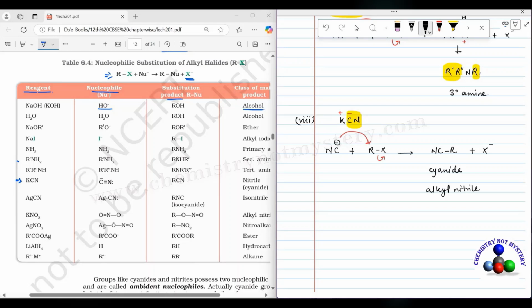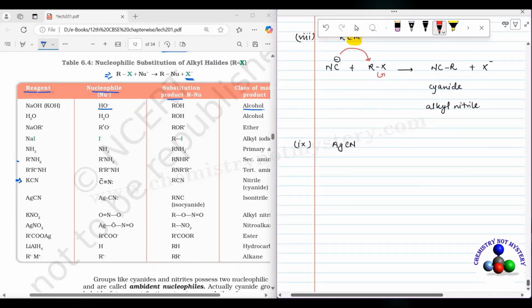Now come to the next reagent. The next reagent is AgCN. Ag is a d block element. So the bond between silver and carbon is covalent in nature. So this molecule is a covalent molecule. As the molecule is covalent, there is no negative charge over the carbon. But nitrogen has a pair of electrons. So this molecule will act as a nucleophile. Now let's write the reaction with alkyl halide.